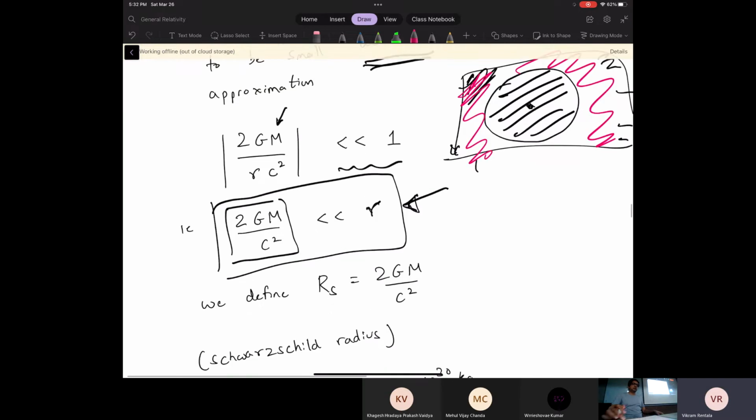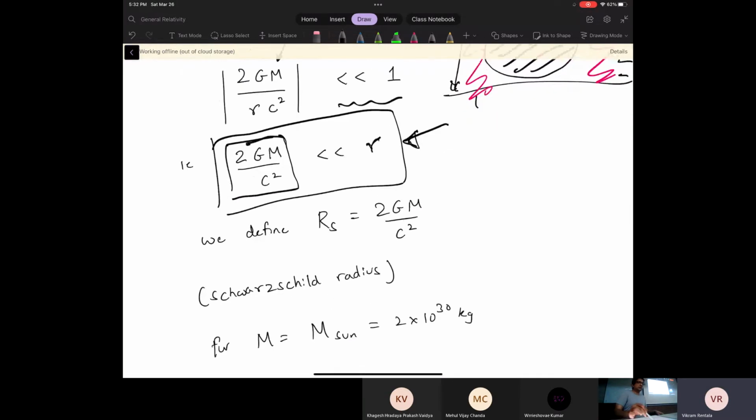Now what does it mean to be weak? Well, this is a constant which I can define for any mass. Given a mass, I know what this constant is. So this constant has dimensions of distance or length.